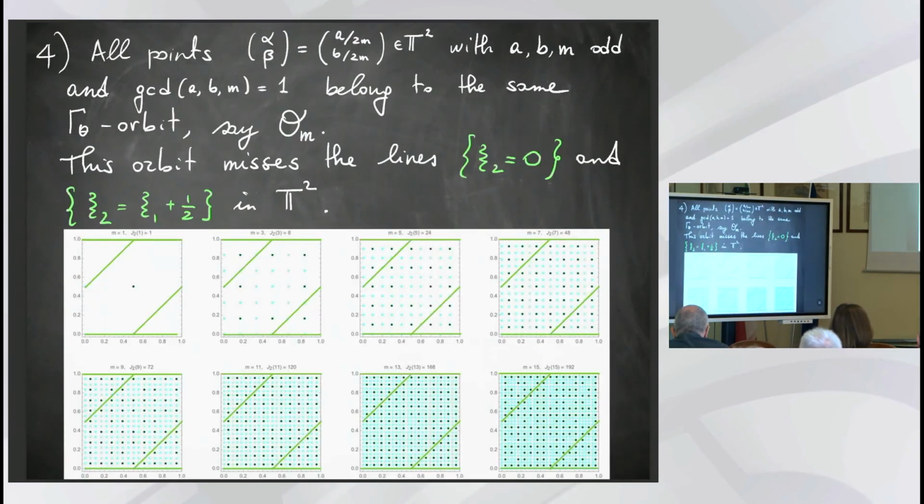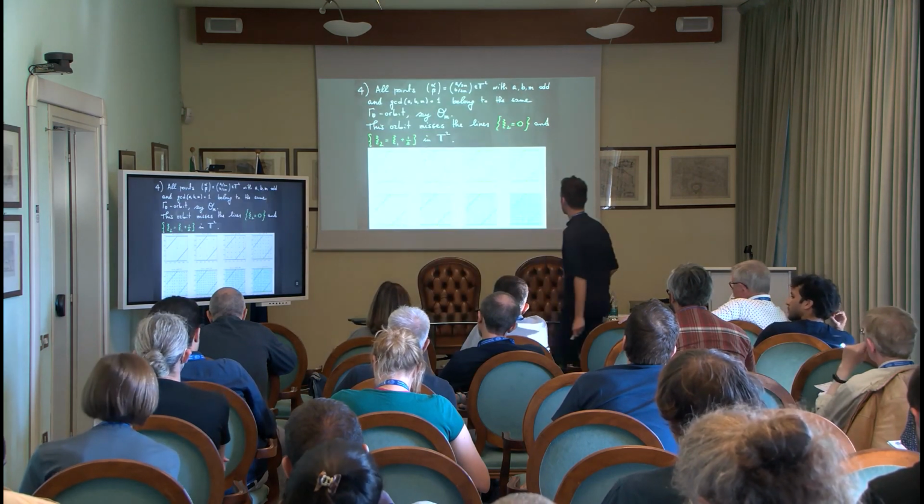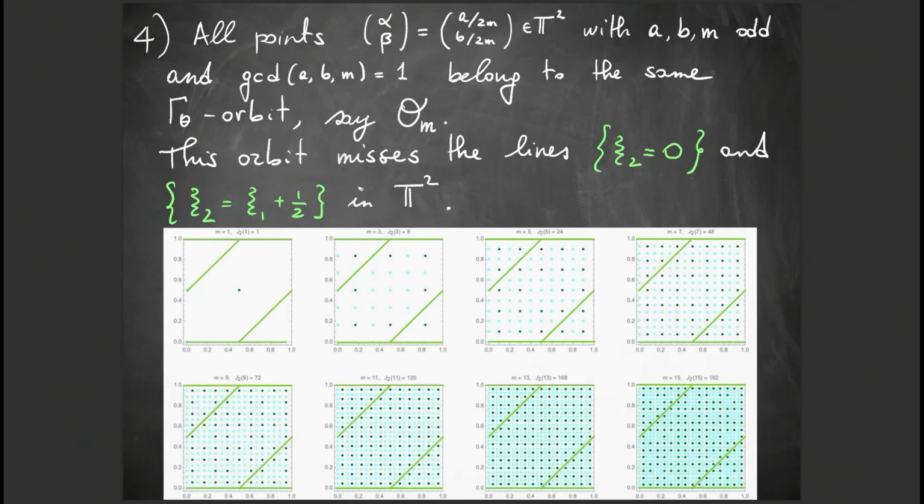So let's see. It turns out, and so that's somehow the second piece of this to-do list. That's the one I've written here. We can actually compute explicitly. This was, Tariq worked this out very neatly. We can compute exactly the orbits of this alpha and beta. So all of these alpha and beta of that particular type, A, B, and M odd with the GCD equal to 1, actually belong to one orbit. So for those pictures I showed you before, each picture was one single orbit. So they all belong to one orbit.